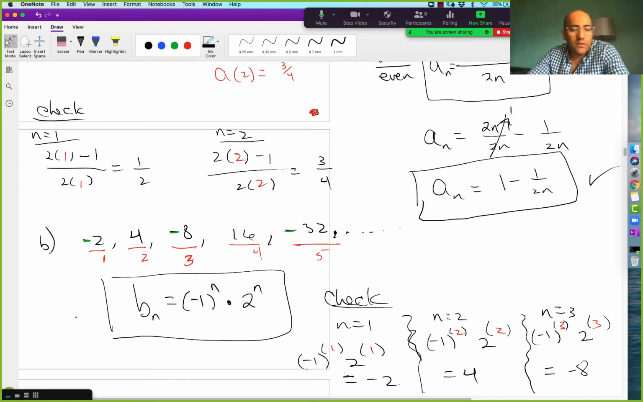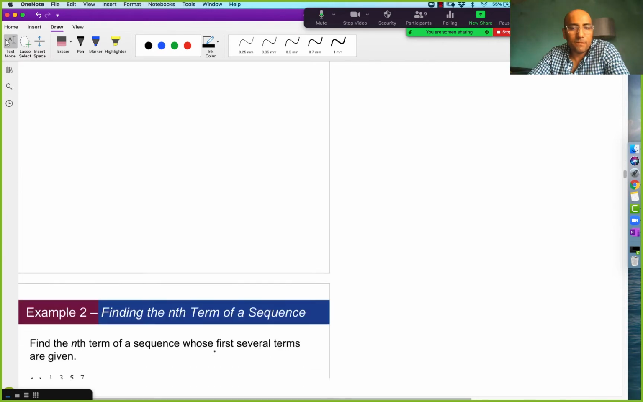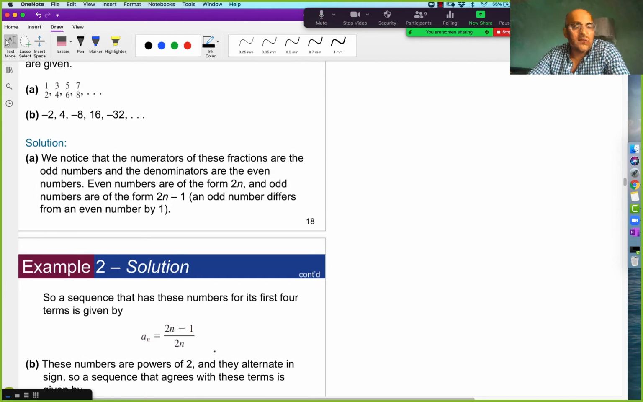So it's a little trickier when you're trying to find the formula. See what the author did, probably the same thing. We notice that the numerators of these fractions are the odd numbers, the denominators are the even numbers. Even numbers are of the form 2n, the odd numbers are of the form 2n minus 1. The odd number differs from an even by a 1. Right? So once we have all the even numbers for 2n, we just subtract 1 and we get to all the odd numbers. Good.